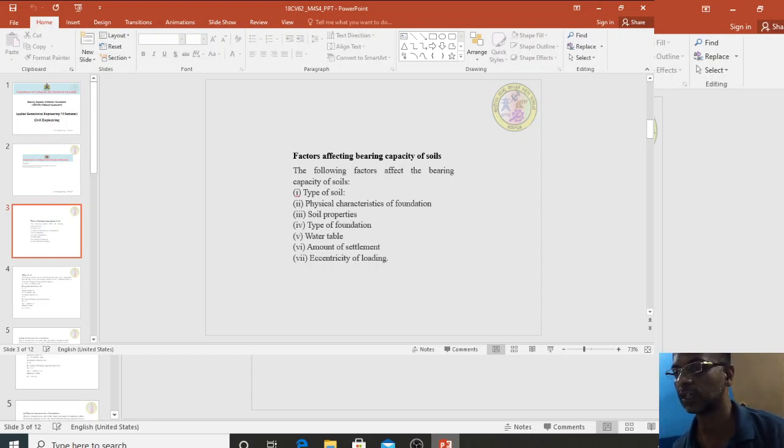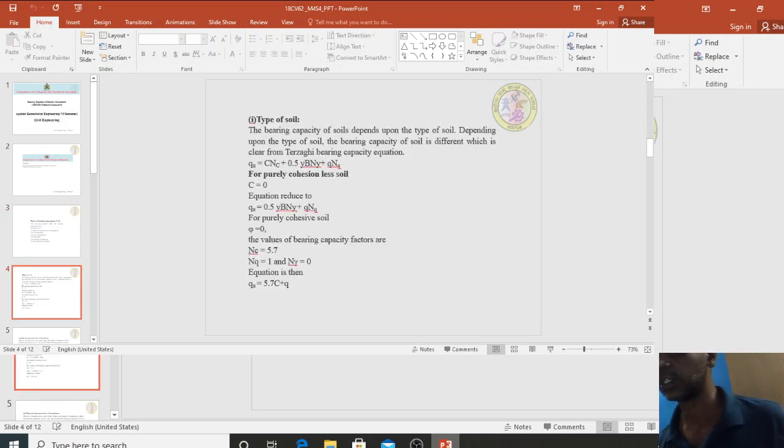One is the type of soil, then physical characteristics of the foundation, soil properties, type of foundation, water table, amount of settlement, and eccentricity of loading. So, type of the soil.